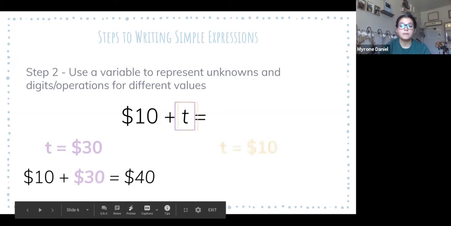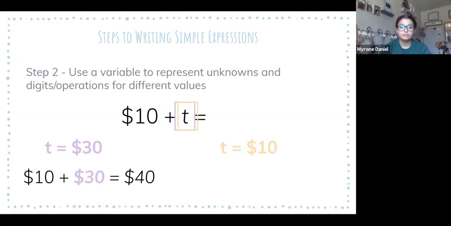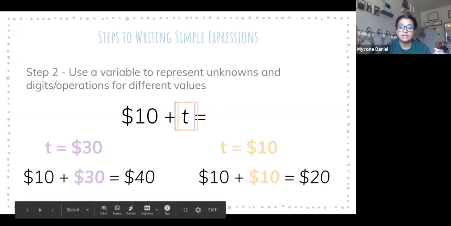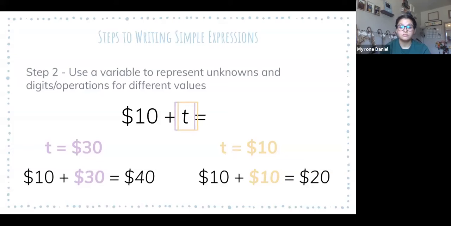Now what if my tips were $10? What would I have? If you said 10 plus 10, you're correct, because 10 plus T, and my T is 10, equals 20. So that's our variable, T.